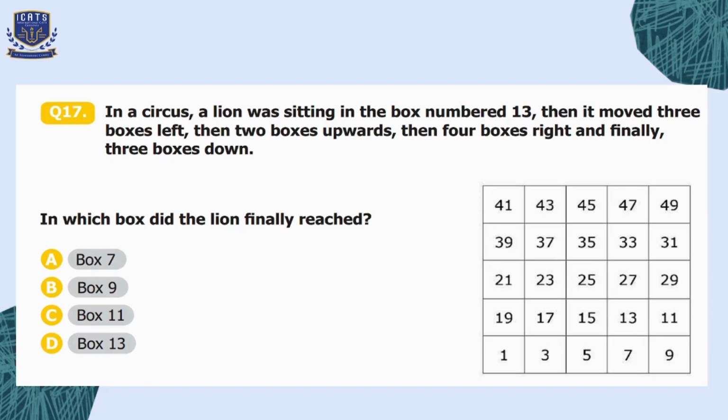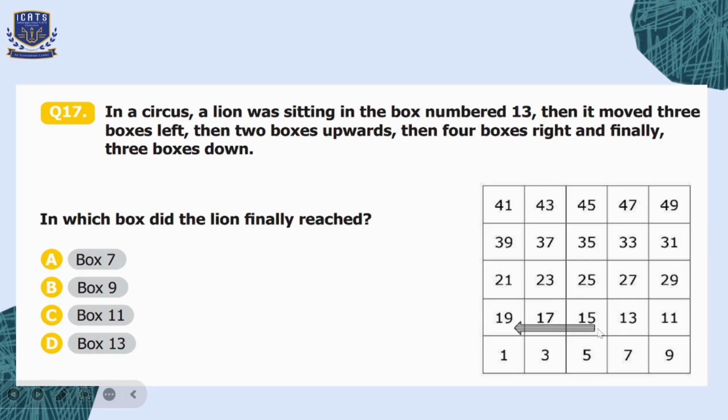Question number 17. In a circus, a lion was sitting in the box number 13. Then it moved 3 boxes left, then 2 boxes upwards, and then 4 boxes right, and finally 3 boxes down. In which box did the lion finally reach? Now we are going to follow the pattern. The lion was at box number 13. Then it moved 3 boxes left.